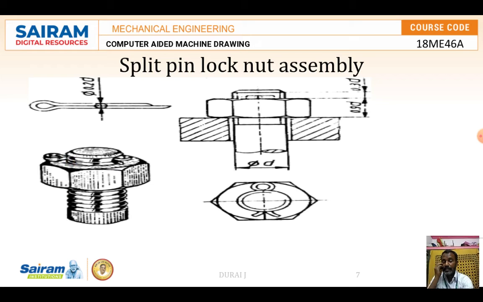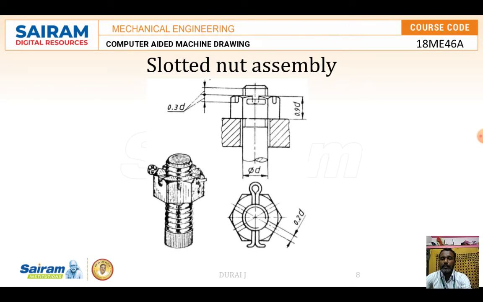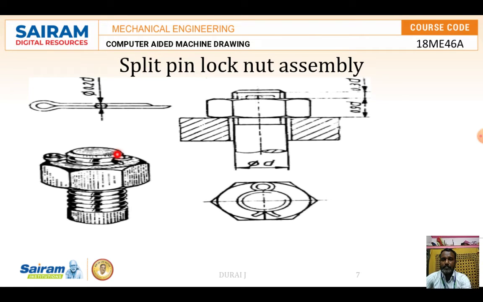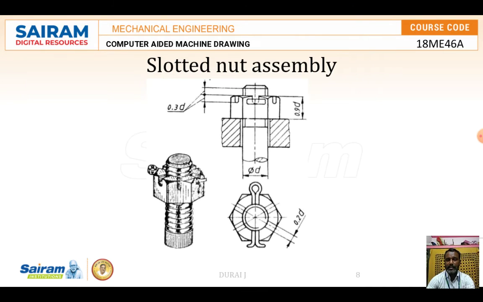So this is the 3D view of the split pin lock nut assembly. Okay, so this is the depth. At a certain length we have to make it, so this will be common. And the thickness from here is 0.2d. Okay, with the help of this formula you can construct this pin lock nut assembly over here.